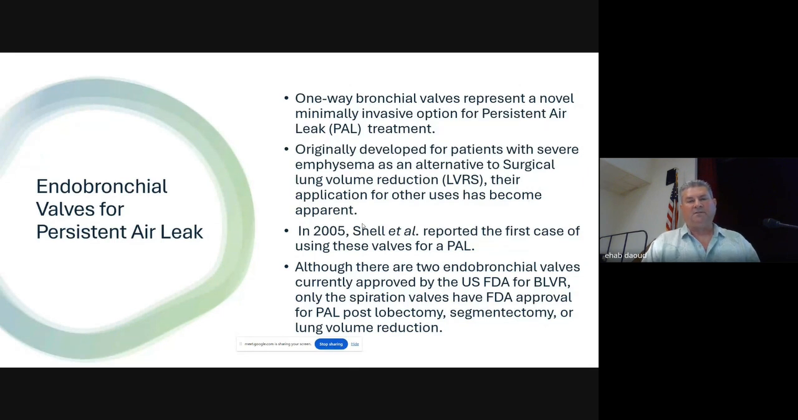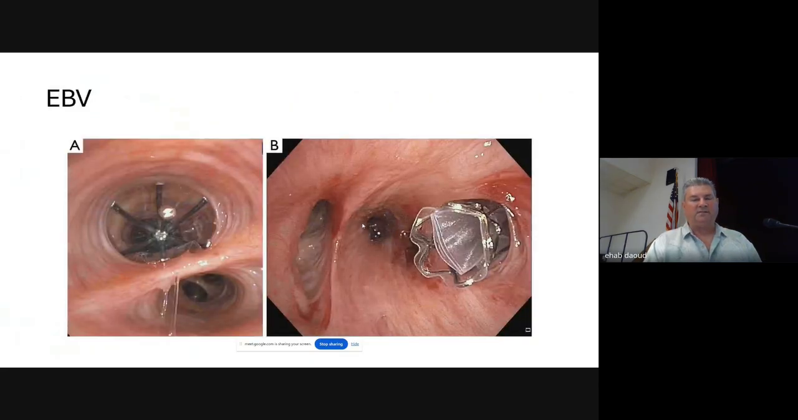So yeah, we put these endobronchial valves to stop the air leak. We've been doing this for 20 years, but I myself have only been doing this for 10 years. Like I said, it was really approved for lung volume reduction, so you kind of have to have your IRB sign off on this at your institution that you can do this.